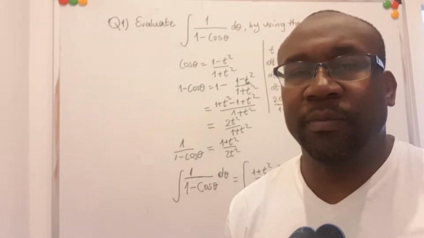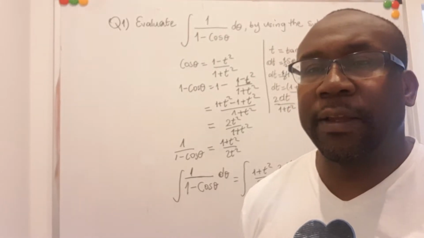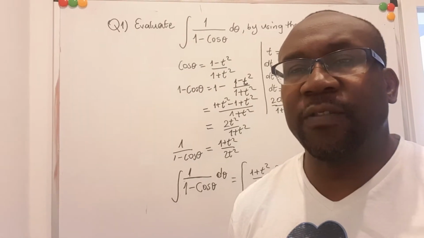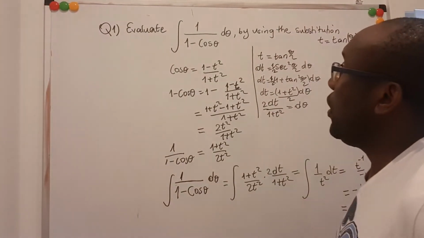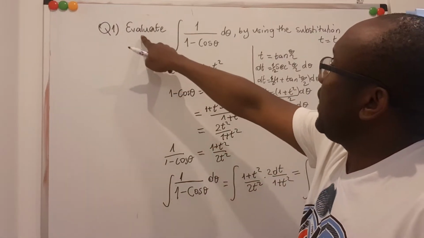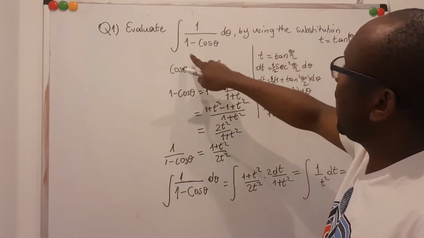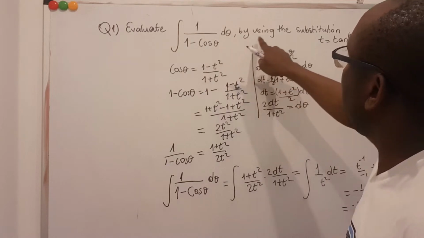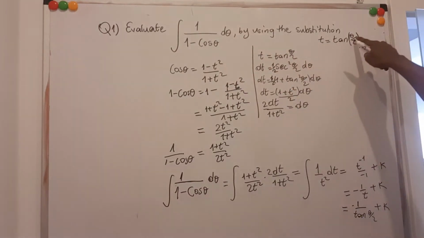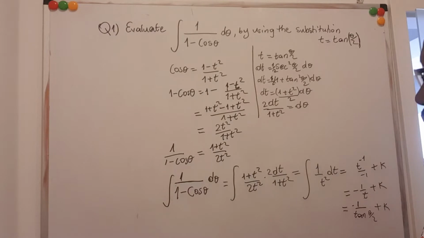I'm Dr. Anumendem. Today we are going to look at an equation on integration. This is for the advanced levels. So the question says: evaluate the integral of 1 divided by 1 minus cos theta d theta by using the substitution t is equal to tan(theta/2).